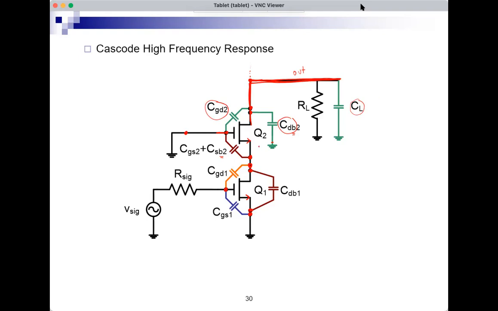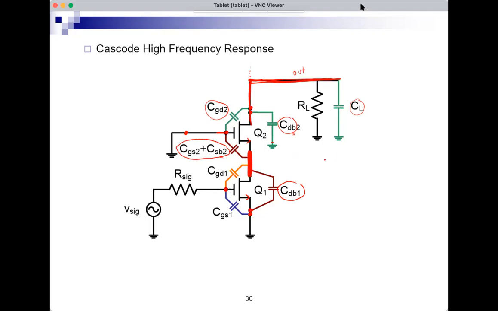Let's look at the brown capacitors now. CDB1 is between this intermediate node and ground. CGS2 plus CSB2 are also between this same intermediate node and ground. And therefore, I can now take the brown capacitors and add them and replace them by just one capacitor between the intermediate node and ground.